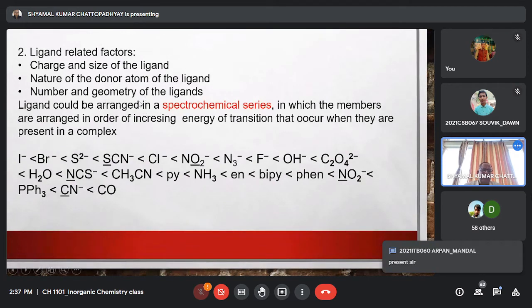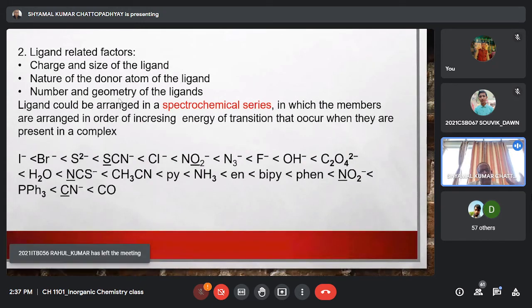For instance, if you take four coordinate geometry, you may have tetrahedral as well as square planar, but it is found that square planar geometry has higher crystal field splitting than tetrahedral geometry. So even for the same coordination number, depending on the arrangement of the ligands, sometimes the crystal field is higher, sometimes lower.